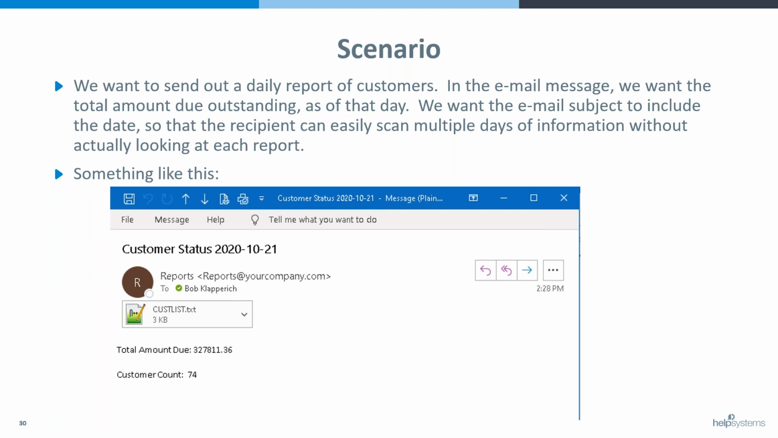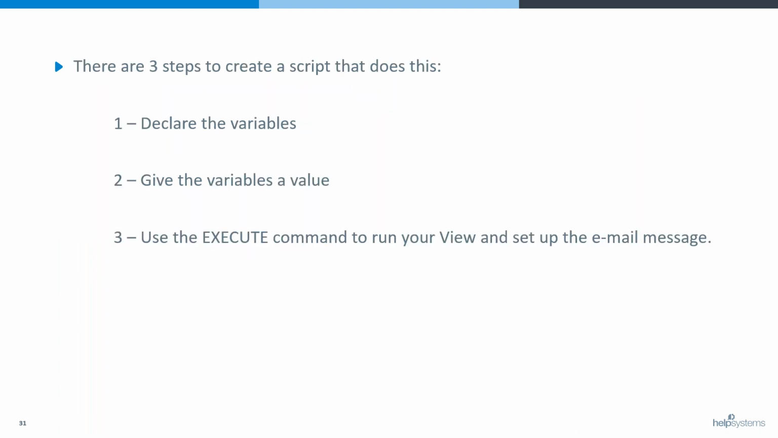So really to get to this point, there's 3 steps. The first step is to define or declare the variables. The second step is to give those variables a value. And then the third is to create an execute command string to run the view, generate the results, and then email those results to end users.